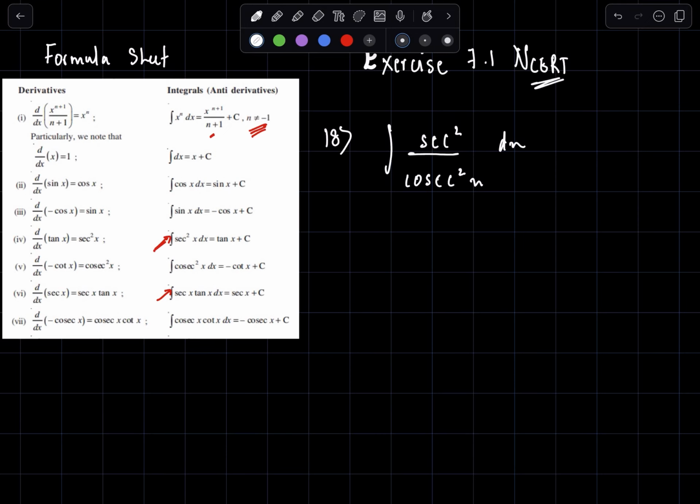Correct? Now the thing is, do you have a formula on the formula sheet for this? I don't think so. So I think this requires some form of simplification, right? If I'm not mistaken, this requires some form of simplification. So what could we do to simplify this? How would we simplify this?